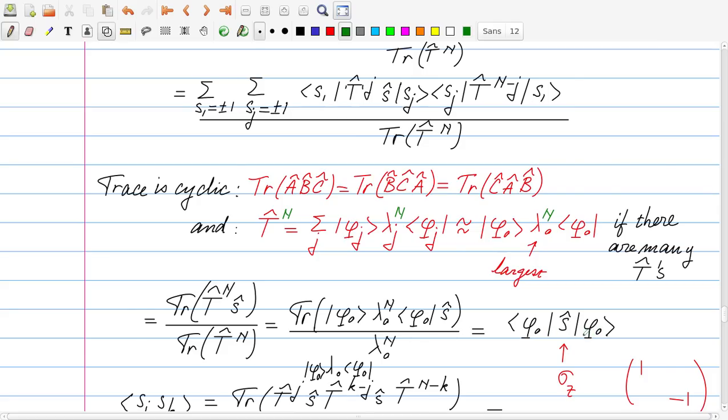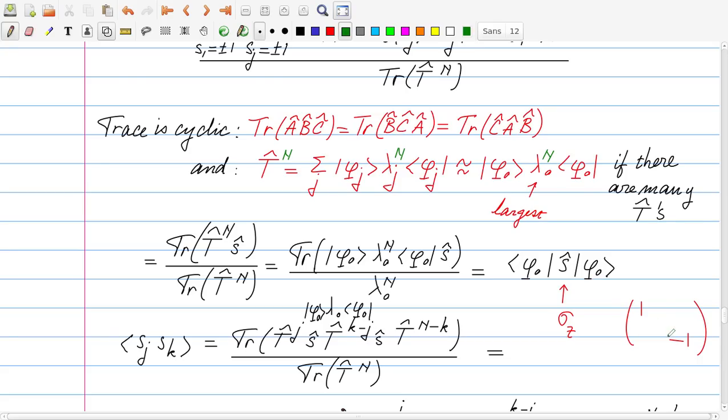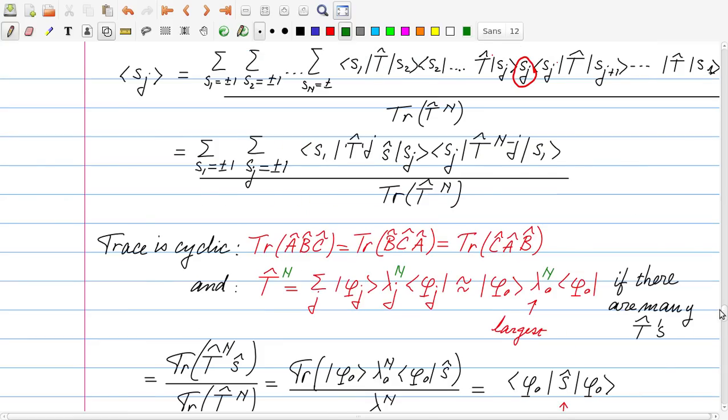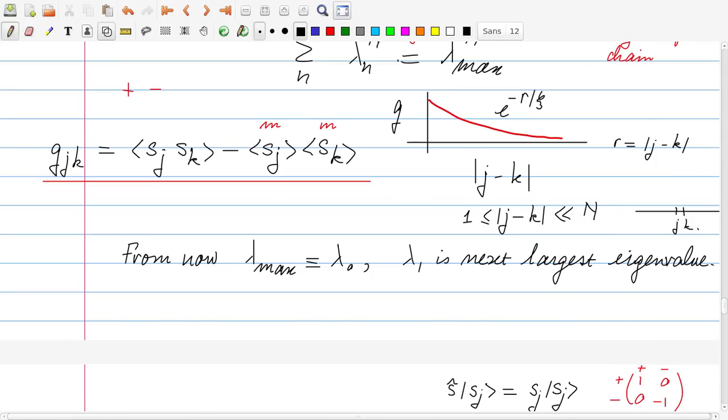I find two eigenvectors and two eigenvalues. I identify the largest eigenvalue, and I take the eigenvector corresponding to that largest eigenvalue, and then I sandwich this operator, which is the Pauli spin matrix, SZ, between the two eigenvectors, and that gives me the expectation value of Sj. So let's go back to the definition of the correlation function, which had indeed two expectation values, and we know now how we can evaluate those two.